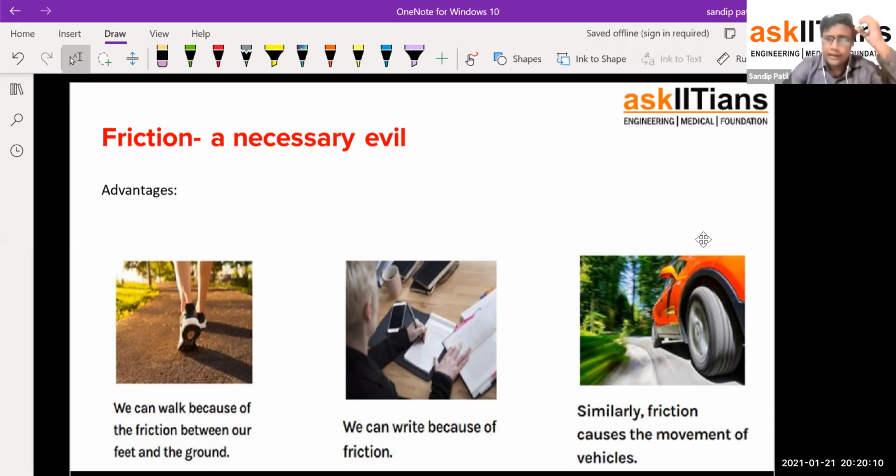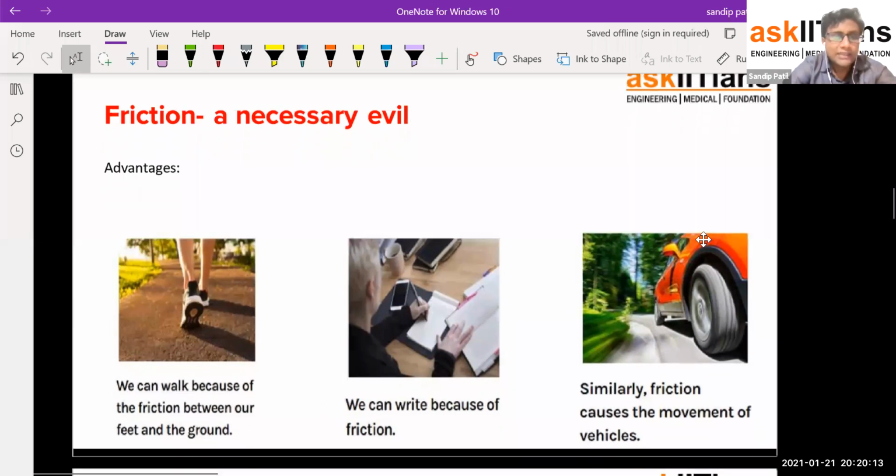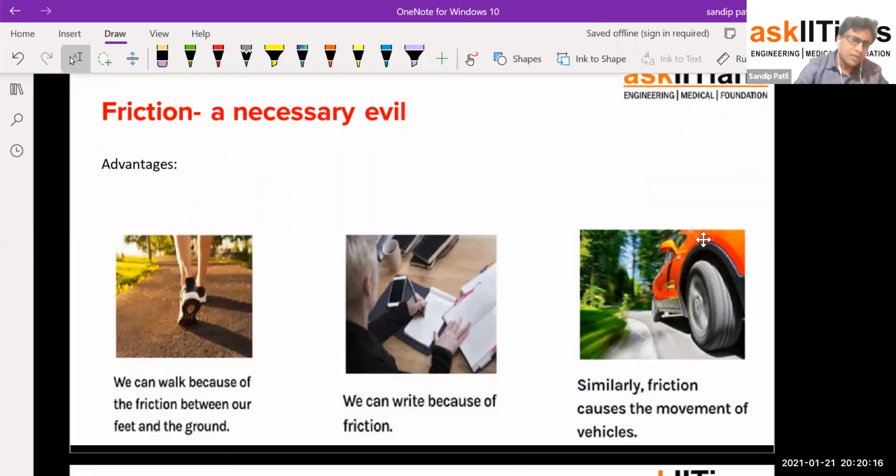So, what is the use of friction, or what are the advantages of friction? Here we can see, because of the friction between feet and the ground, we can actually walk. If there was no friction, obviously we would slip. We know that, right? So what happens in the case of walking? When we are walking, we are actually pushing the ground backward, and the friction offered by the ground and the sole of the shoes is going to push us forward. That's why we can say that friction is necessary for walking.